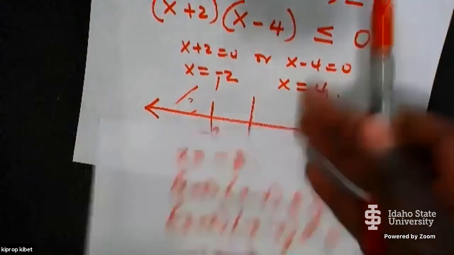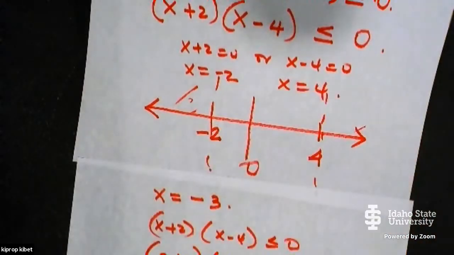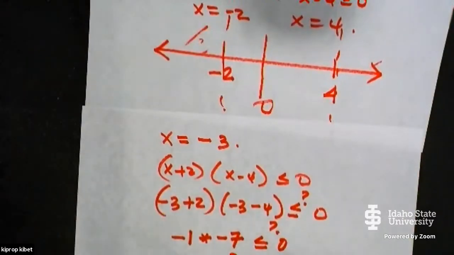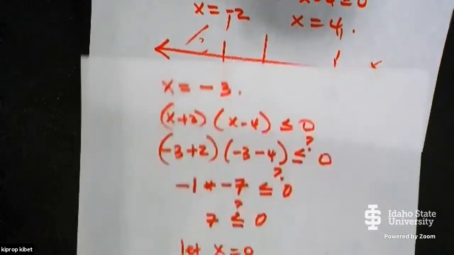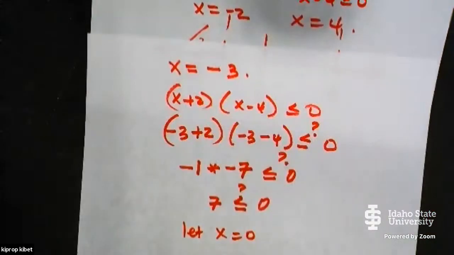Now we come to this region. We choose the middle between -2 and 4, so we can let x be equal to 0. When you put x equal to 0 there, it will be 0 plus 2, and then 0 minus 4. Is this less than or equal to 0?